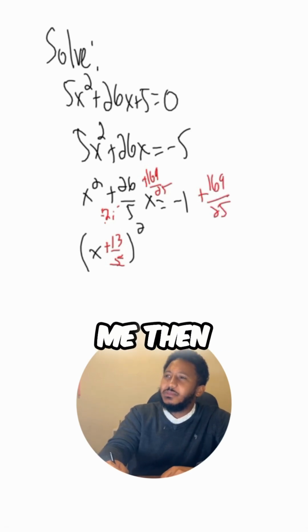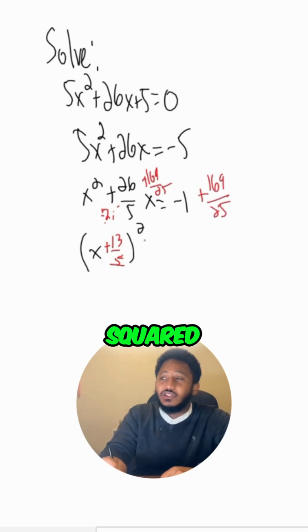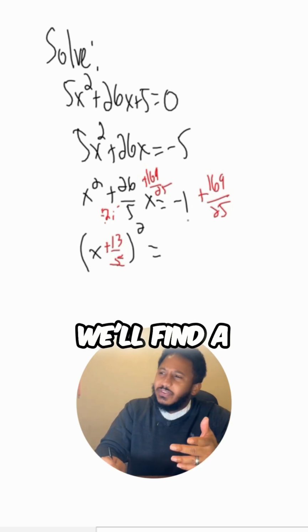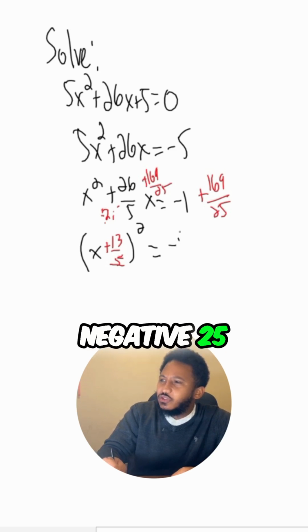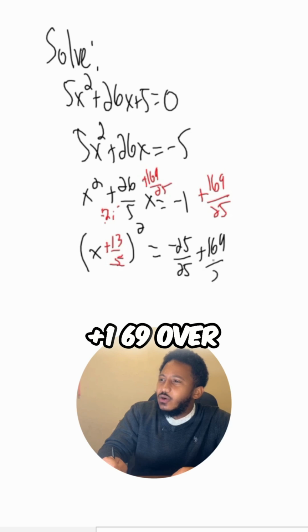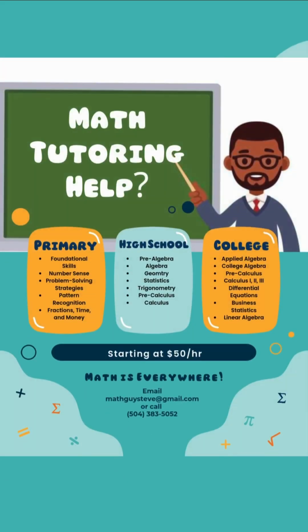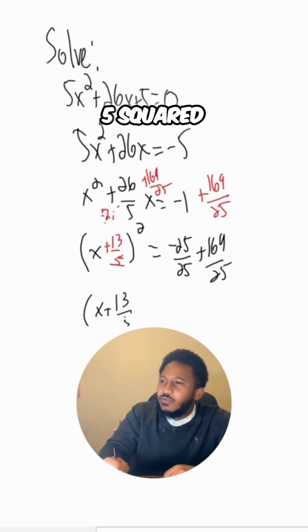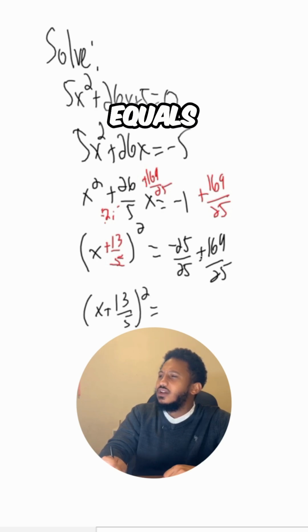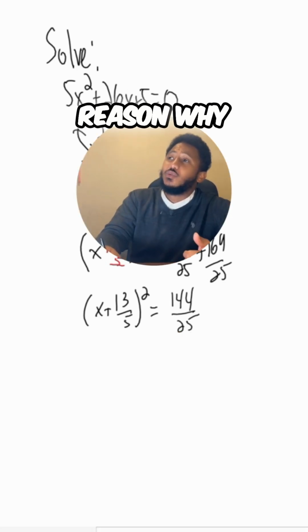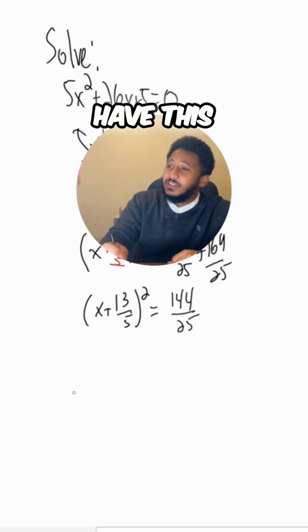Okay, so what does that give me then? I get x plus 13 over 5 squared equals, now we need to add these two numbers. So we'll find a common denominator, right? So that's -25 over 25 plus 169 over 25. So that simplifies to x plus 13 over 5 squared equals, combining numerators, 144 over 25.